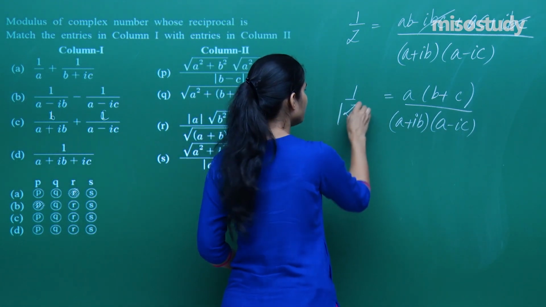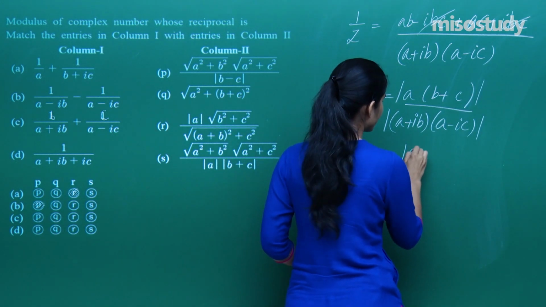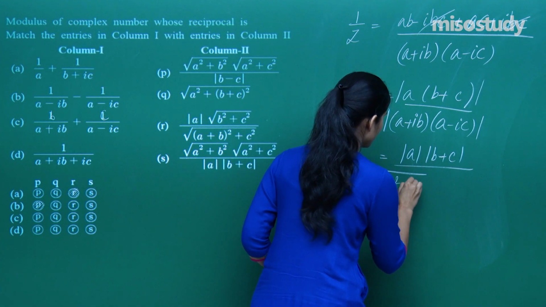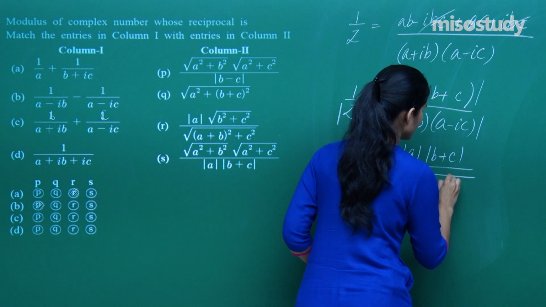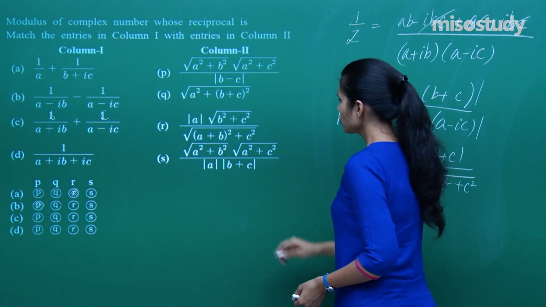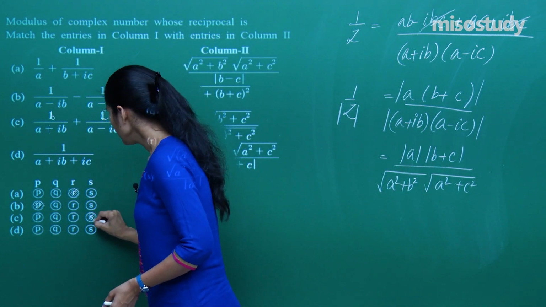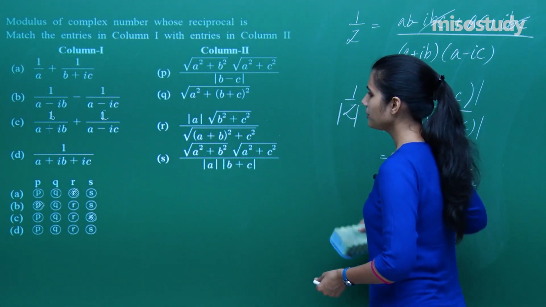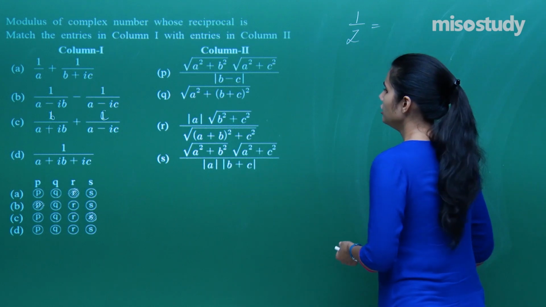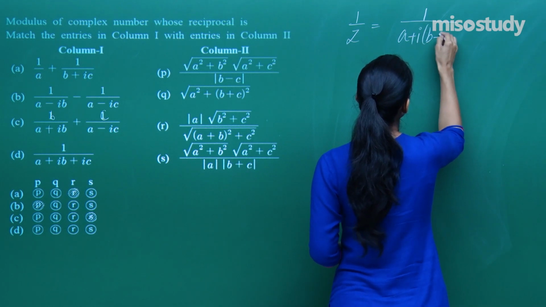So the magnitude will be magnitude of this upon magnitude of this, which will be what? Magnitude of A, magnitude of B plus C upon under root A square plus B square into under root A square plus C square. So if you see, S happens to be the correct option for this, so C gets matched to S. Last is 1 upon A plus iota B plus iota C. So, 1 upon A plus iota times B plus C, this is very easy.